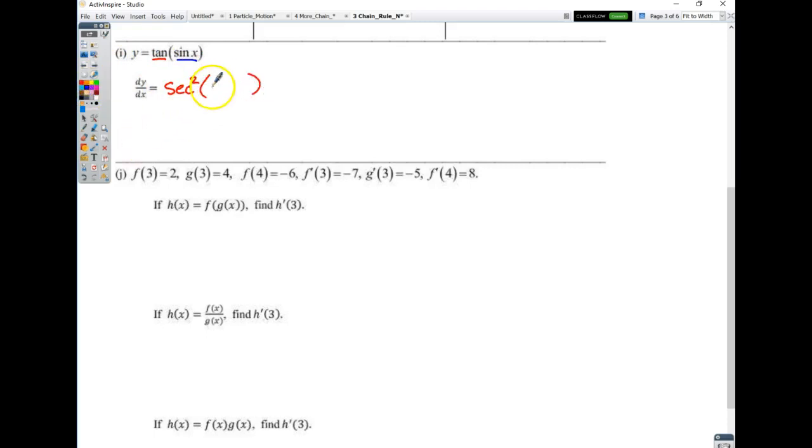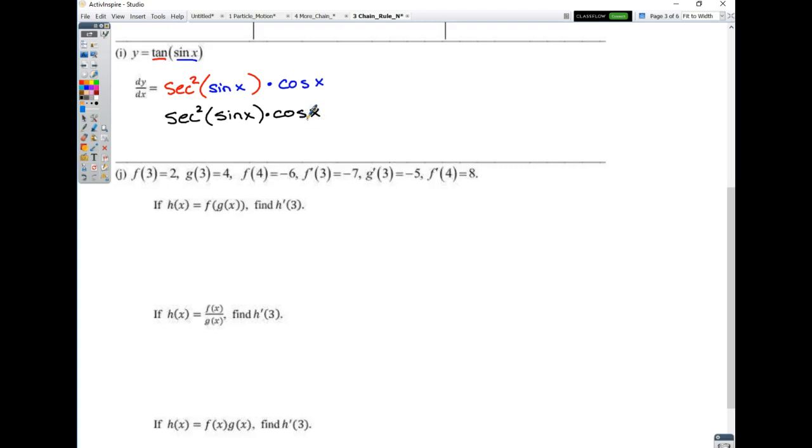What is that something here? Happens to be the sine of x times the derivative of the sine of x, which is the cosine of x. So when I put this all together, now this is an interesting one, and I'll talk about this in just a second. Secant squared of sine x, cosine x. I'm going to put the times so I know that that's separate from the secant.